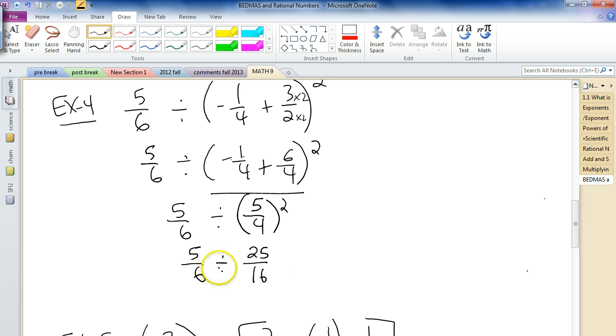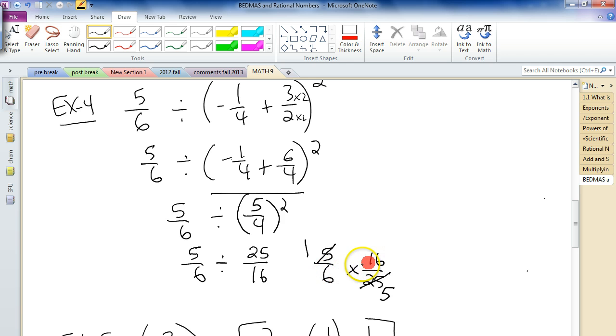Now remember, when you're dividing, you change this into a multiply and you flip this. So 5/6 times 16 over 25. The flip, or the reciprocal, is this. Now you got some big numbers. Oh, remember the cross-canceling thing. Can we cross-cancel here? Yes, we can. 5 and 25. 5 goes in there once. 5 goes in there 5 times.